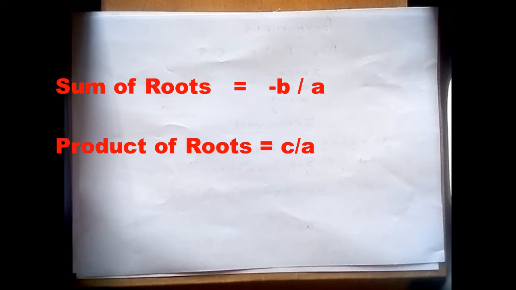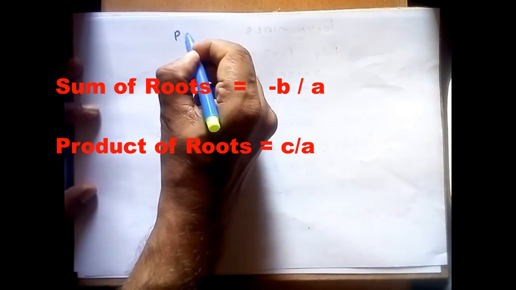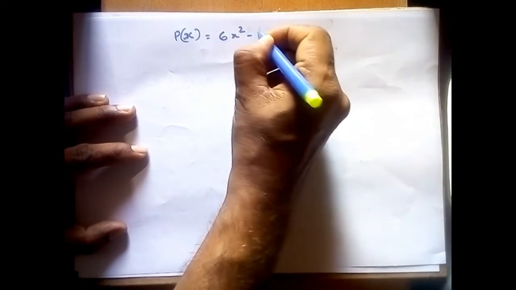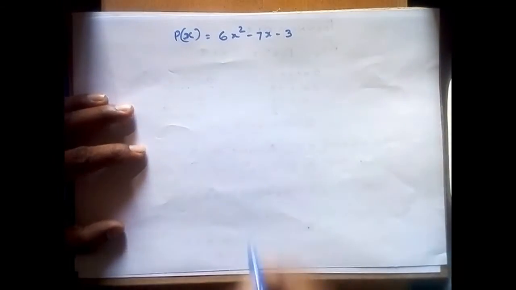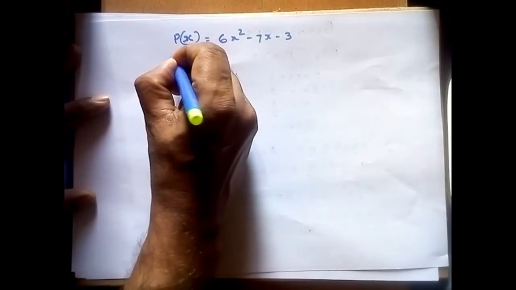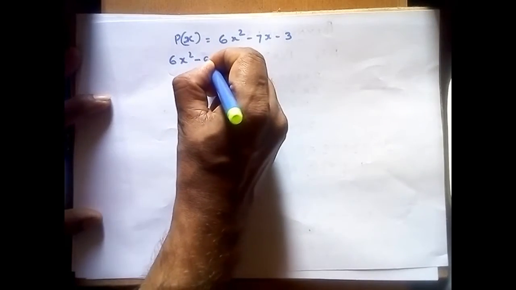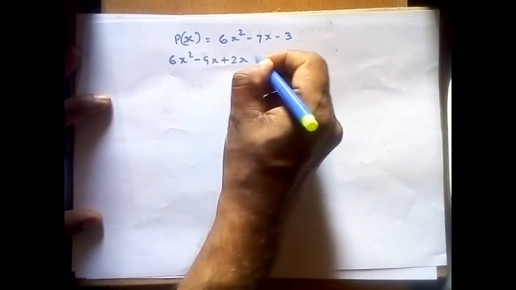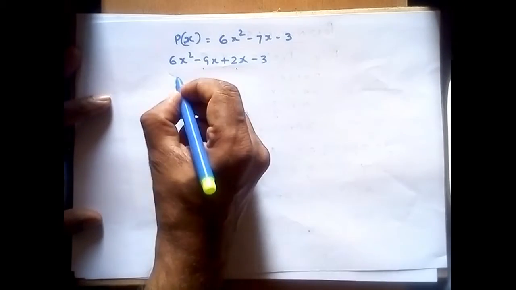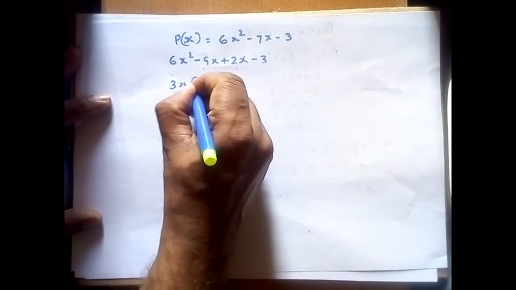Okay, now this result we will try to see in an example. So let p(x) be 6x square minus 7x minus 3. In previous classes we have studied how to split the middle term. So here I am doing that only. 6x square minus 9x plus 2x minus 3. Minus 7x I have split into minus 9 and plus 2. So I can take here 3x outside.